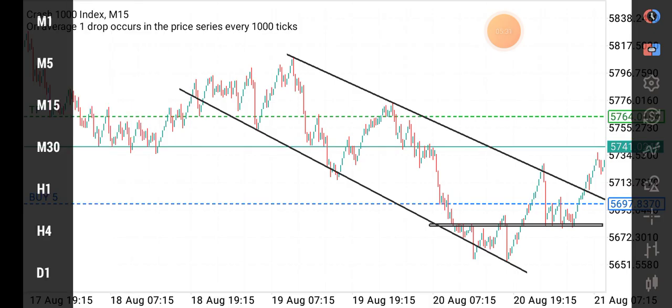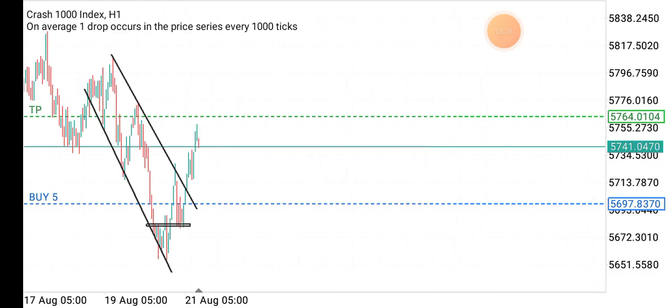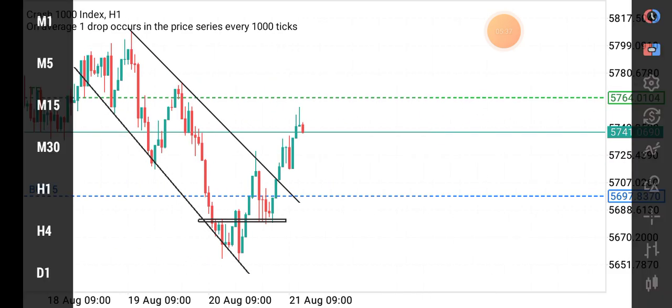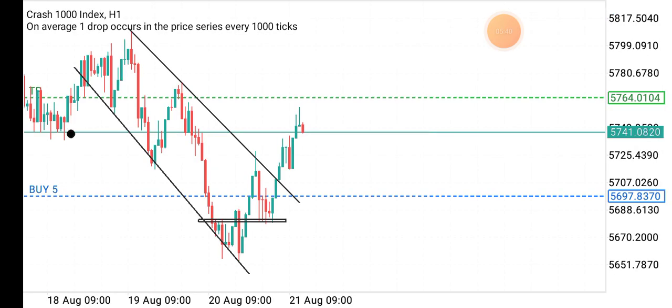Let me go to the 1 hourly time frame. Let me show you what also gave me the confidence to enter the trade at that point. So you can see here, I noticed these rejections on the 4 hourly time frame. With the 1 hourly time frame, you can see the multiple rejections.